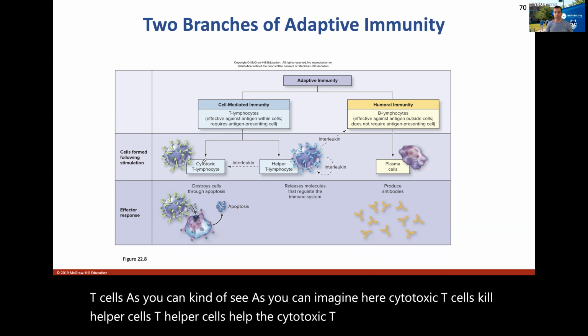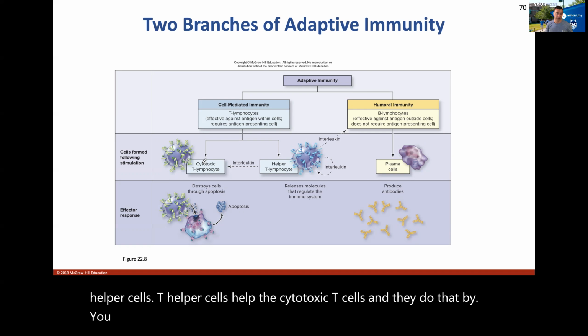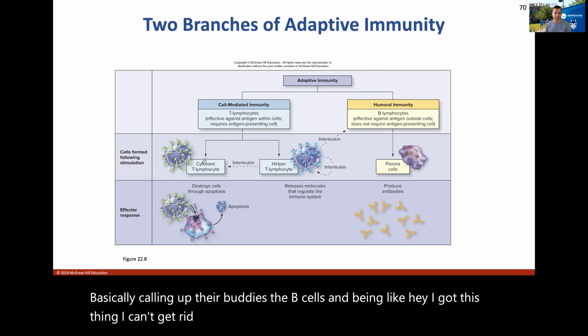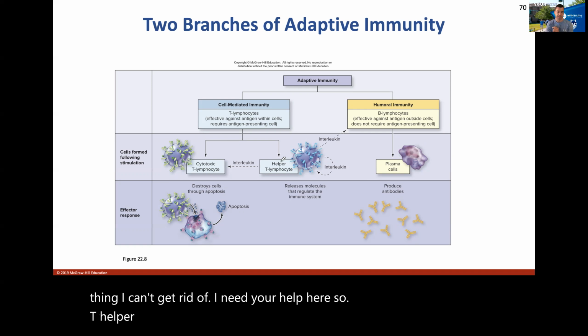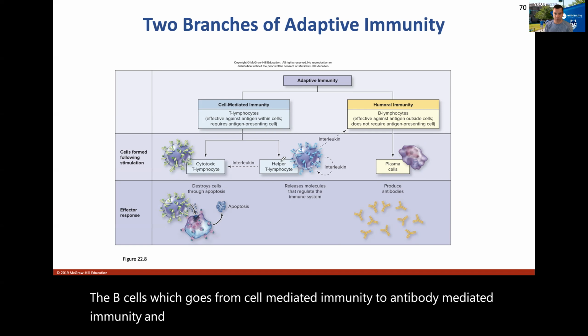And they do that by basically calling up their buddies, the B cells, and being like, hey, I got this thing I can't get rid of. I need your help here. So T helper cells can call in the B cells, which goes from cell-mediated immunity to antibody-mediated immunity. And the body can easily switch back and forth between those two.